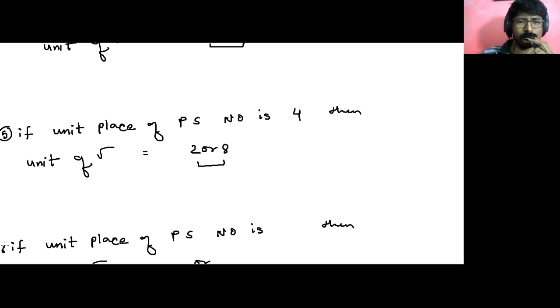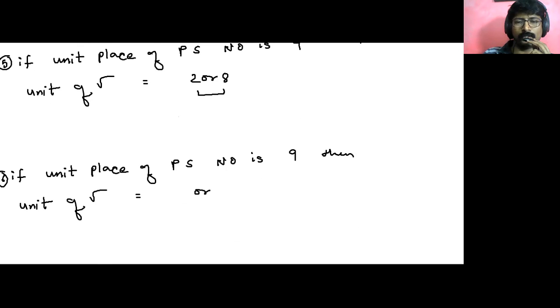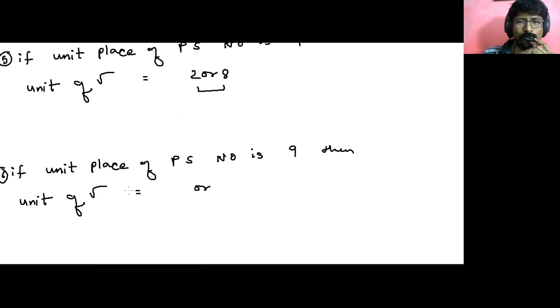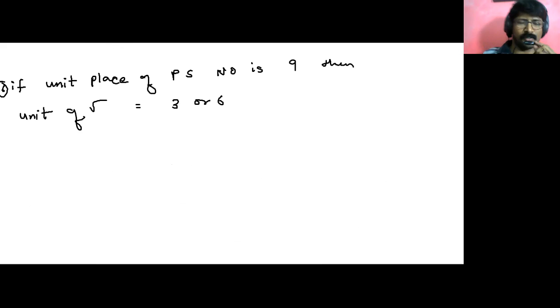What is the sixth one? If the unit place of the perfect square number is, let's say, 9, then the square root ends up with like 3 or 6. So simple, isn't it? I know.